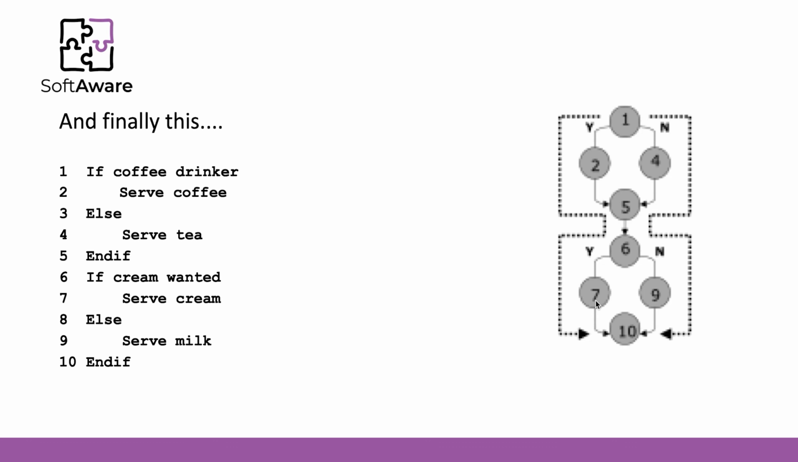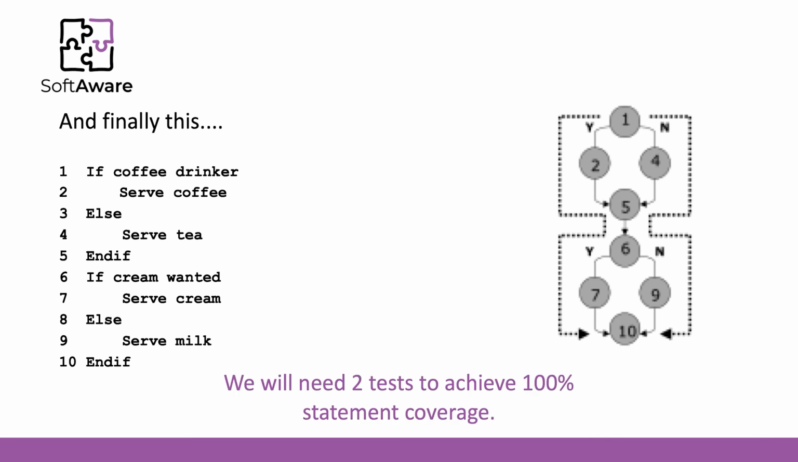Okay, so for instance, in test case number 1, the one on the left, we can be coffee drinkers that want cream on their coffee. And regarding test case number 2, we are not coffee drinkers, so we get served tea, and we don't want cream, so we get served milk. Okay, so this is what is needed to achieve 100% statement coverage. 2 tests.